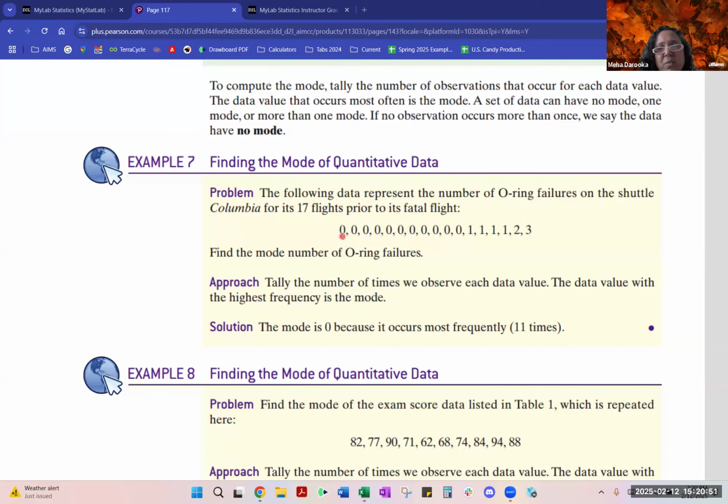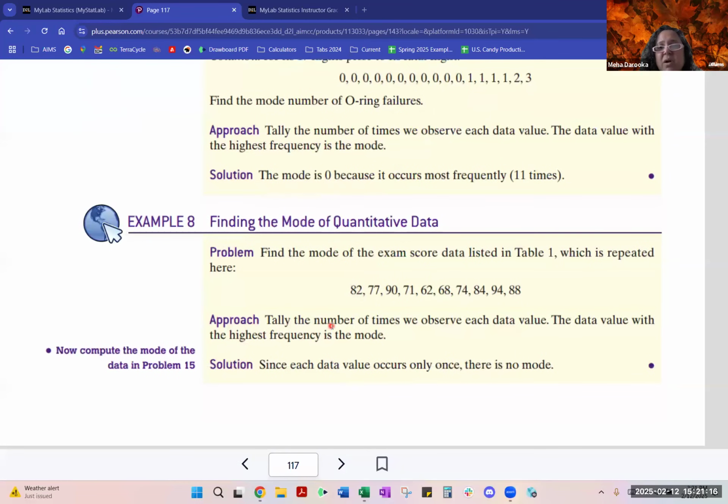So you can see how we have 1, 2, 3, 4, 5, 6, 7, 8, 9, 10, 11 zeros. We have 4 ones, just 1 two, and 1 three, right? So you will see zero occurs the most number of times. So your mode is going to be that number 0 because it has the highest frequency of 11. So that becomes your mode. And literally that's what mode is. Which data value occurs the most frequently?